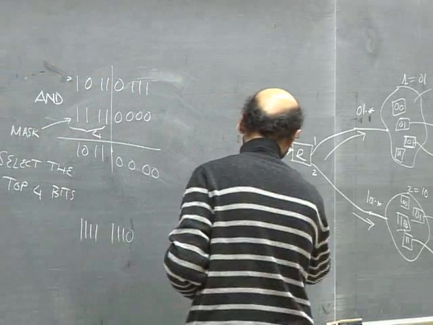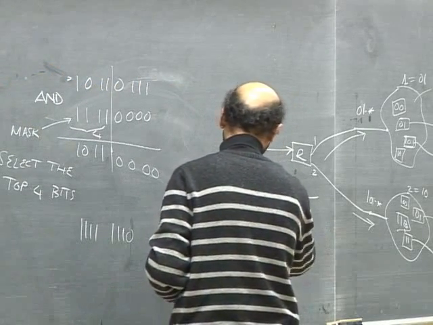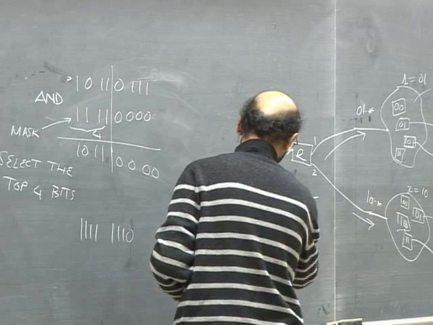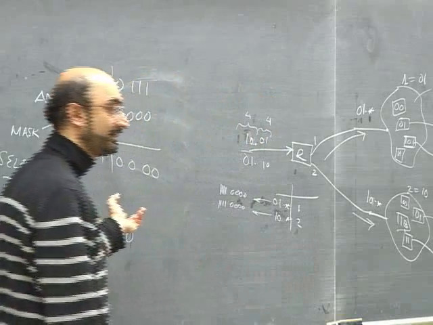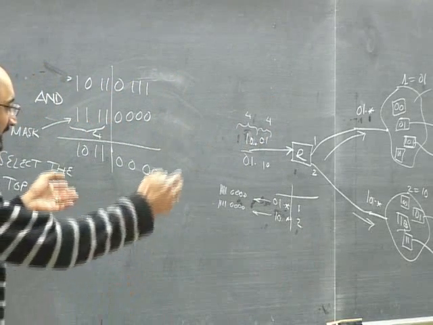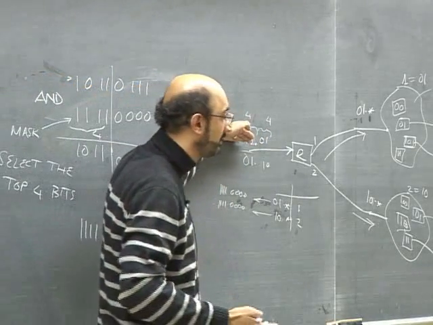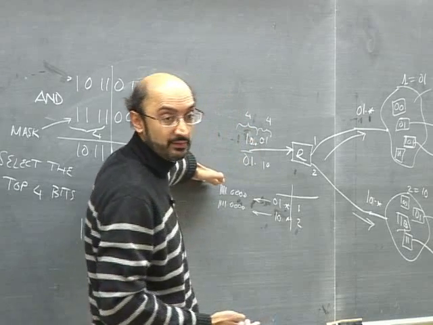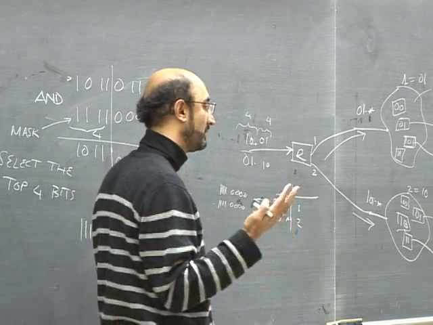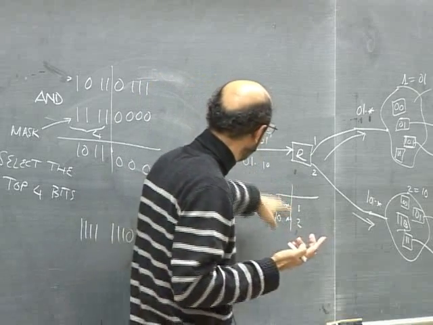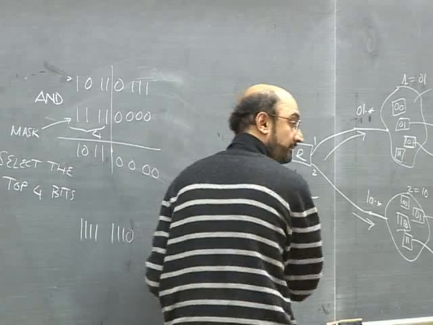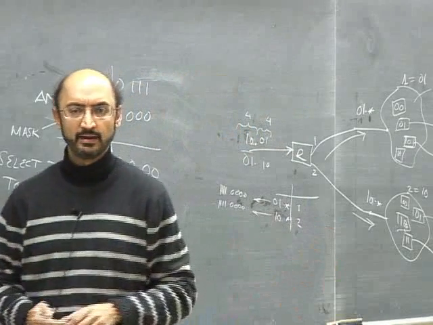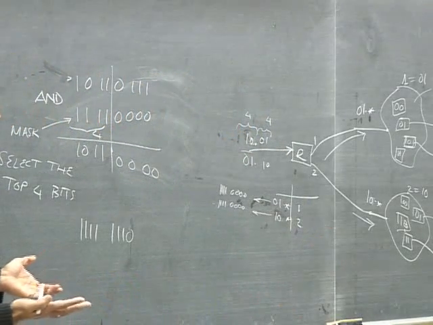So I'll say use the mask 11110000, and here use the same mask 11110000. Okay? Does that make sense? So I'm saying take the destination IP address that I got, AND it with this mask over here. I'll get some number. If that number matches this one over here, which is 01.0, then everything is fine. I got a match, otherwise I don't have a match.